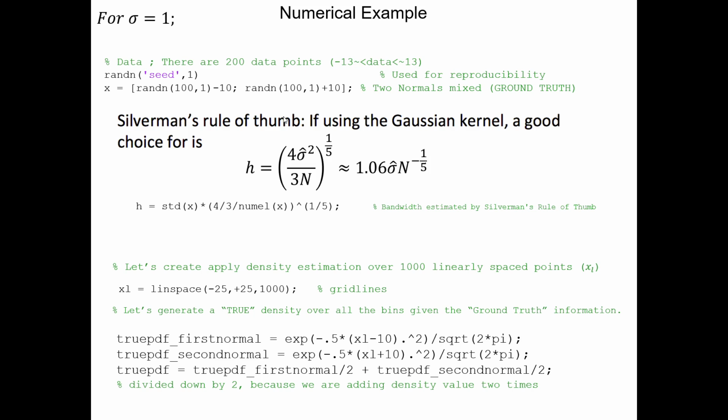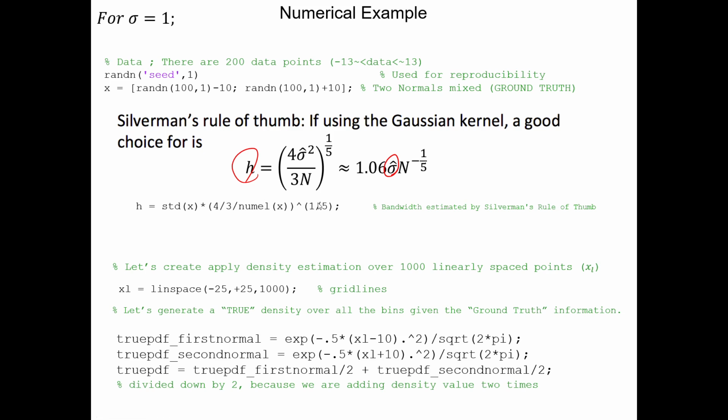So what I'm doing, I'm generating 200 data points, and the minimum value is negative 13. The maximum is 13. I'm kind of cheating here because I generated those data points using the Gaussian distribution, two different Gaussians. One of them with a mean value of negative 10, the other with a mean value of 10. In order to calculate the bandwidth, you got to use this equation. It's called Silverman's rule of thumb. This one is essentially our standard deviation. So you can calculate the standard deviation of your data, so you can calculate your bandwidth.